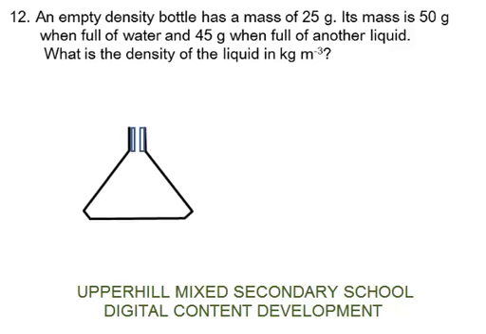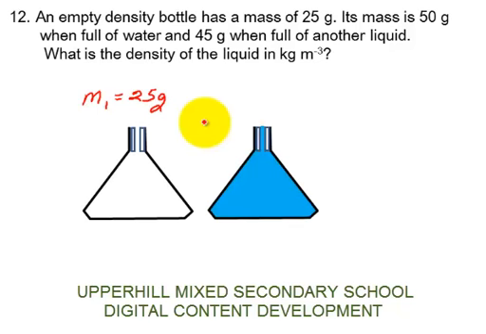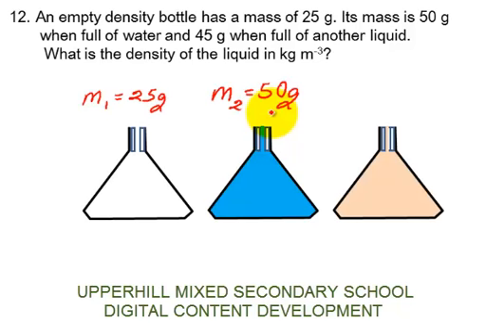So again here, we are given the mass of an empty density bottle, and we are told it is 25 grams. We will call this mass M1. When the density bottle is full of water, the combined mass of the bottle itself and the water is 50 grams. Let's call this M2. And then when the density bottle is filled with another liquid, the combined mass of the bottle and the liquid is 45 grams. Again, we call this M3. From this information, we can calculate various physical quantities.